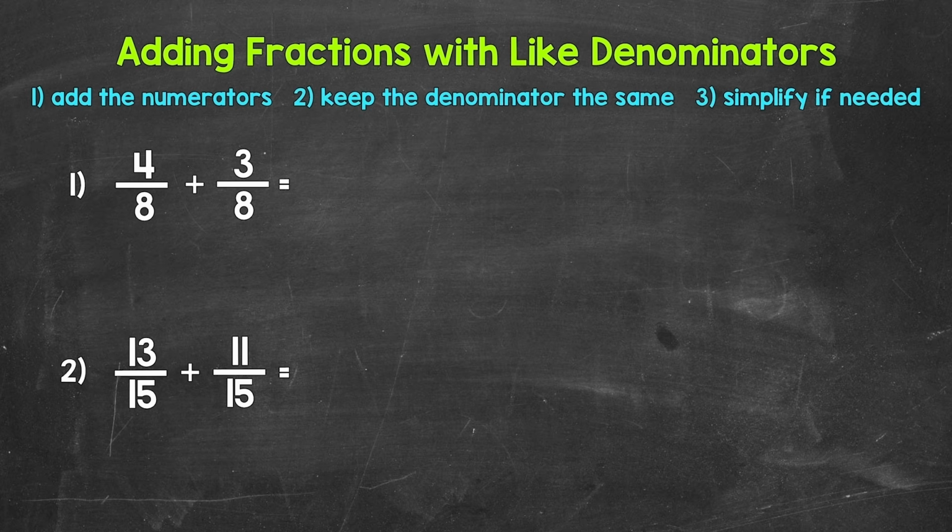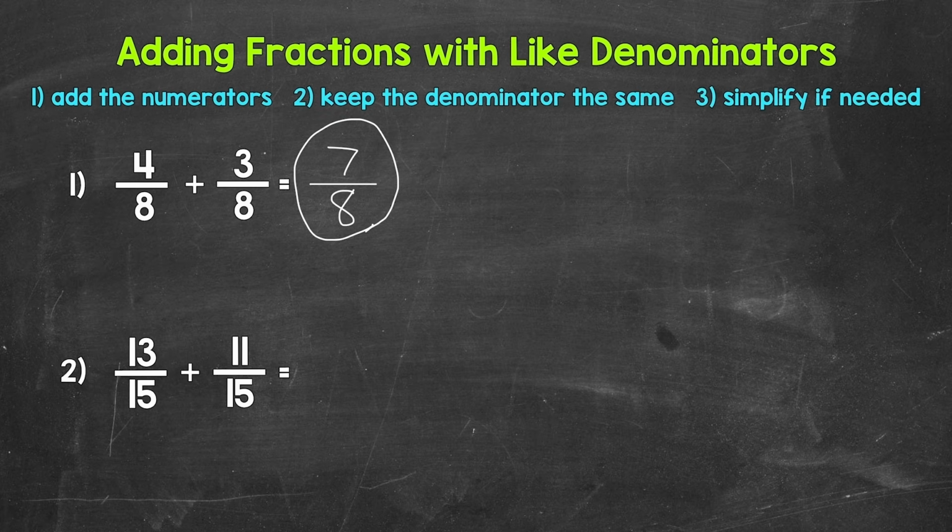So for number 1, let's start by adding those numerators. 4 plus 3 gives us 7. And then we keep that denominator of 8 the same. And we get 7/8. That's our answer. Now let's look to see if we can simplify 7/8. The only common factor between 7 and 8 is 1. So the only number that we can divide both 7 and 8 by is 1. That means we are in simplest form here, and we are done. So 4/8 plus 3/8 equals 7/8.